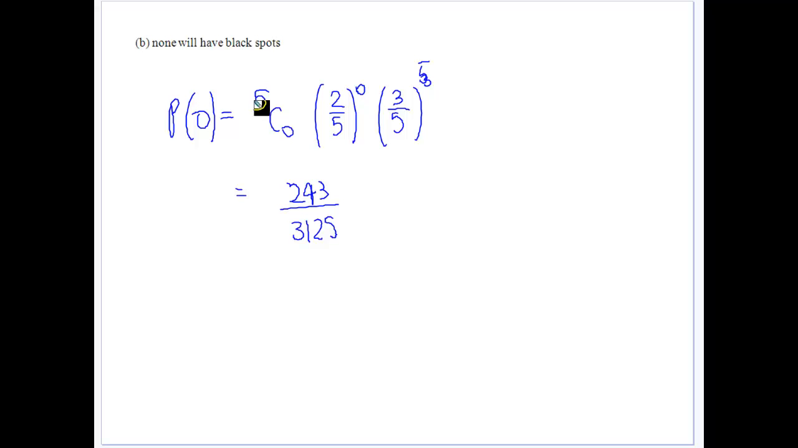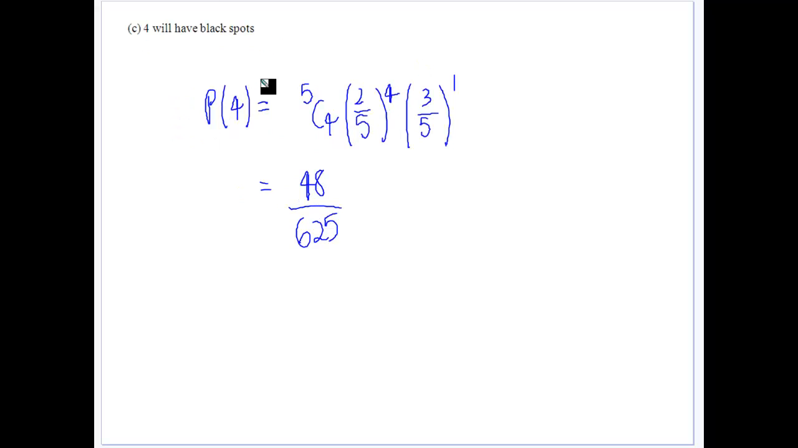None will have black spots. Well, 5C0, the probability it has spots to the power of 0, and the probability it doesn't have spots to the power of 5. So there's our answer there. 4 will have black spots. So P4, 5C4. Then it will be 2/5 to the power of 4 and 3/5 to the power of 1.